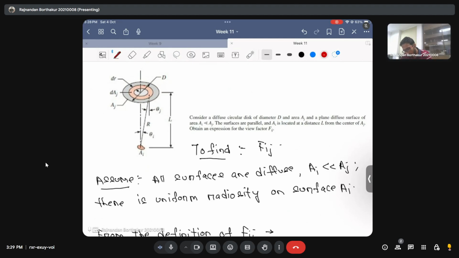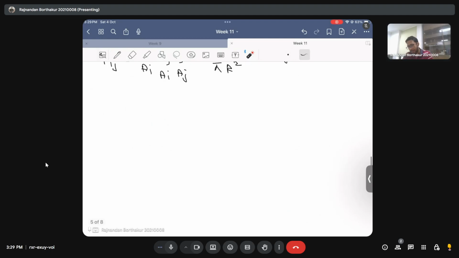And maybe I'll also draw some shades here such that it becomes clear to you. So r is nothing but, if you pick an elemental area here, let's say this particular area, and maybe we'll call this elemental area as daj. And as we saw from the definition of view factor, r is nothing but the distance joining the center of this daj to dai precisely. And in order to make things more clear, maybe I'll draw the picture here once again.